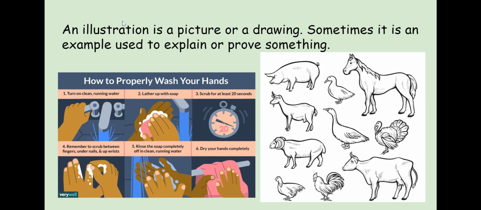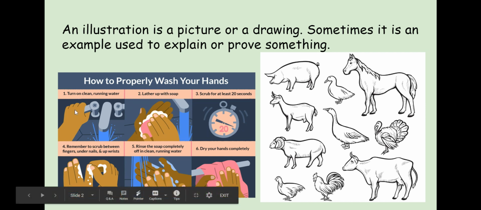I'm looking at number one here. It says number one, and it's showing me what the first step is. It's explaining that to me. Number two, they're explaining how to lather up with soap. Number three, they're showing me a timer to explain that I need to scrub for at least 20 seconds. Number four, remember to scrub in between your fingers, under the nails, and up your wrists. Number five, it looks like they want me to rinse the soap completely off with clean water.